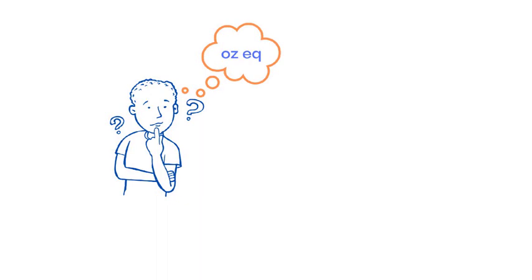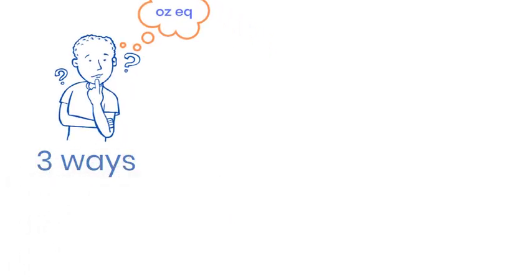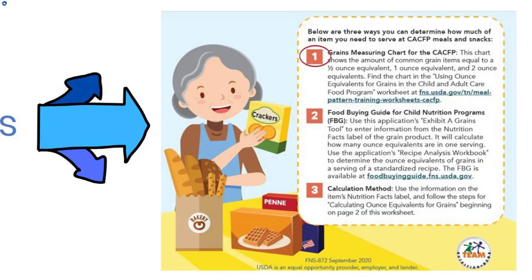To determine how much of a grain item is needed when serving a CACFP meal or snack, use one of these three methods to meet the ounce equivalent serving size. 1. The grains measuring chart. 2. The food buying guide tools, which include both the Exhibit A grains tool and the recipe analysis workbook, which is used to determine ounce equivalents of grains in a standardized recipe. Or 3. The calculation method. In this training, we will review the process for determining the ounce equivalent serving size of grain food items by using the grains measuring chart.